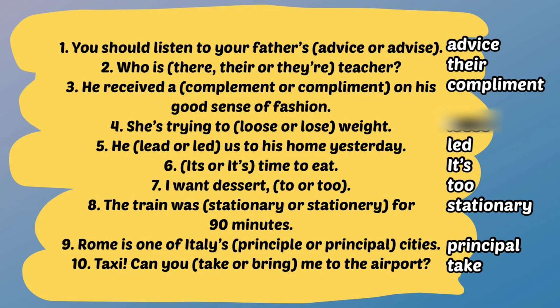Its for number six, without apostrophe. Number seven, we have too, T-O-O. Number eight, we have stationary, letter A. And number nine, we have principal. And number 10, take. And that's it.